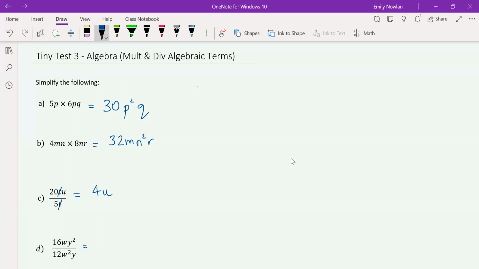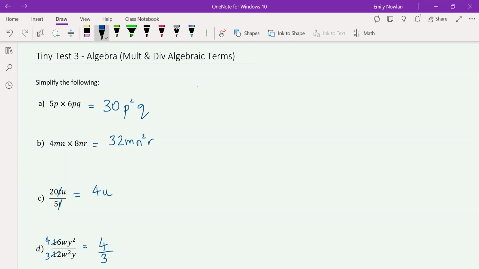Okay, last one here. Again, let's have a look at the numbers. I've got 16 over 12. Okay, what is a number that goes into 16 and also goes into 12? Well, the answer is 4. 4 goes into 16 4 times. 4 goes into 12 3 times. So this one is 4 over 3.